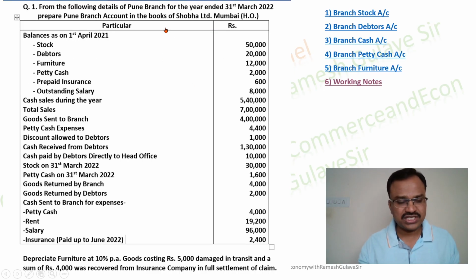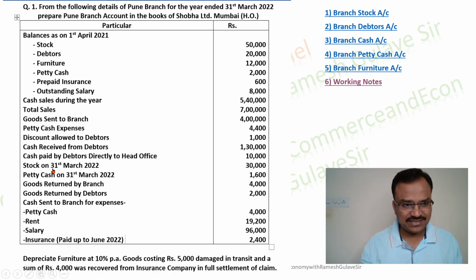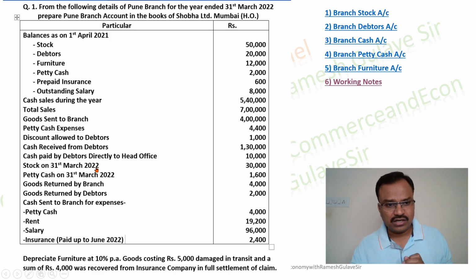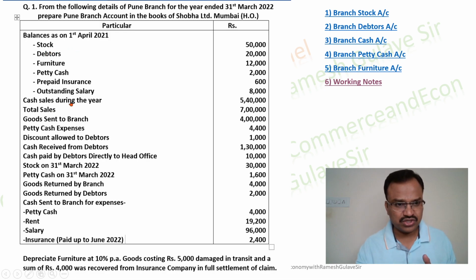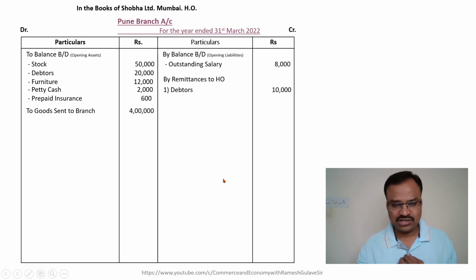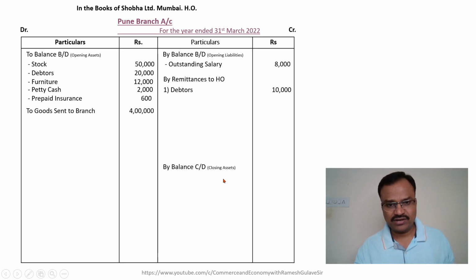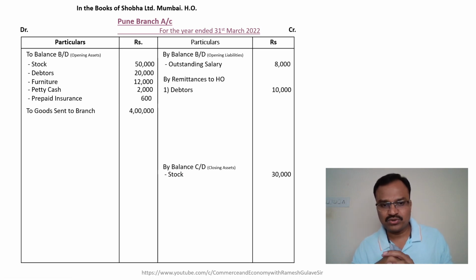Now let us move on to the next point. Next point is stock on 31st March 2022. So here closing balance of stock is given. As we have already recorded the opening balance of stock, now we are going to record the closing balance of stock, and we know that the closing balance of assets are recorded on the credit side of branch account at the end. So here by balance carried down, which includes closing assets, and under closing assets we are going to record this closing stock, amount of closing stock or stock on 31st March 2022, right?